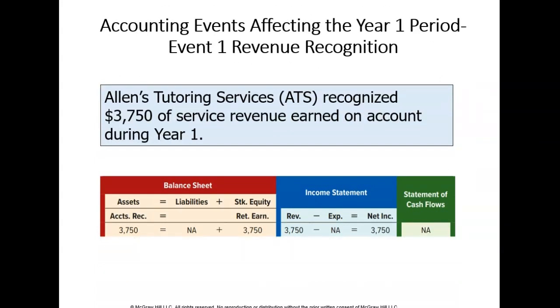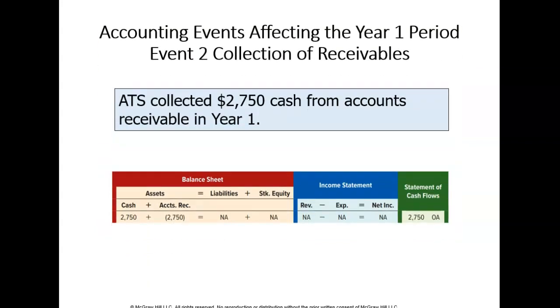Let's go through some actual transactions pertaining to providing a service on account. So we have Allen Tutoring Services, which recognized service revenue in year one, earned on account, keyword on account, for $3,750. So we provided services on account, meaning the client has not paid us yet. So on the balance sheet, you'll see an increase in assets and an increase in retained earnings. On the income statement, we see an increase in revenue for $3,750.